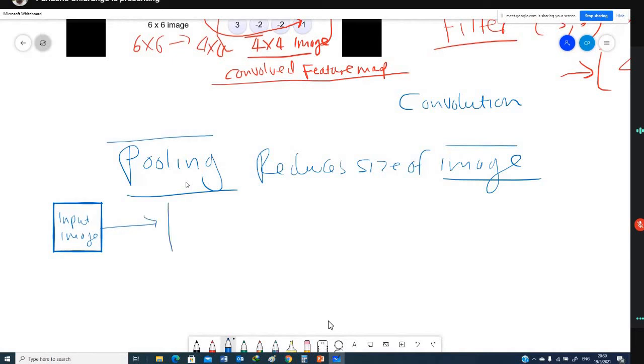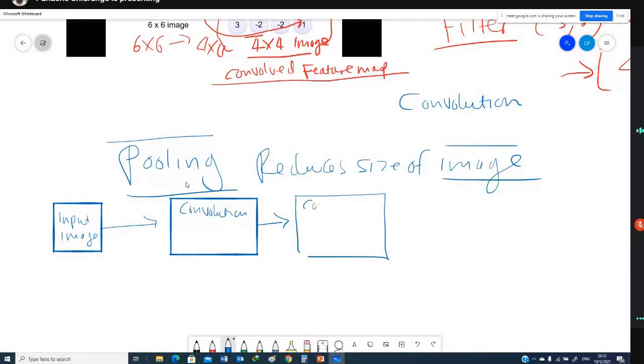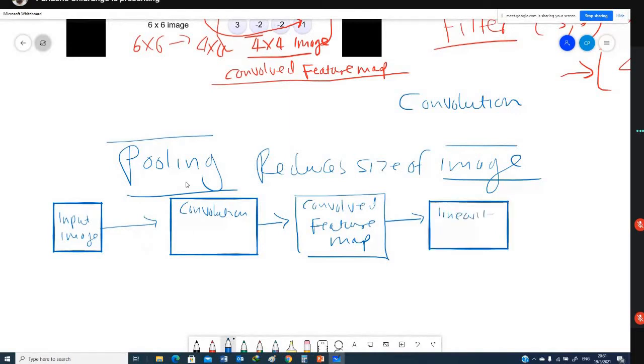And then that goes into a convolution, right? And then that gives us a convolved feature map. And then that goes into linearity. And then that goes into a pooling, right?